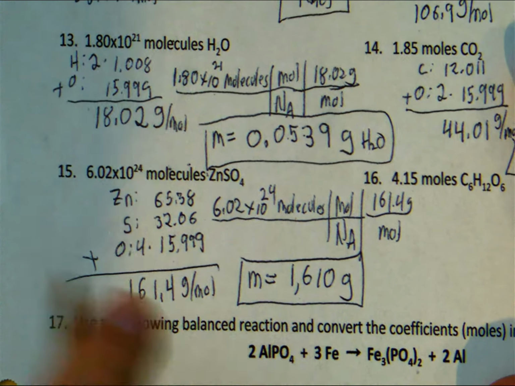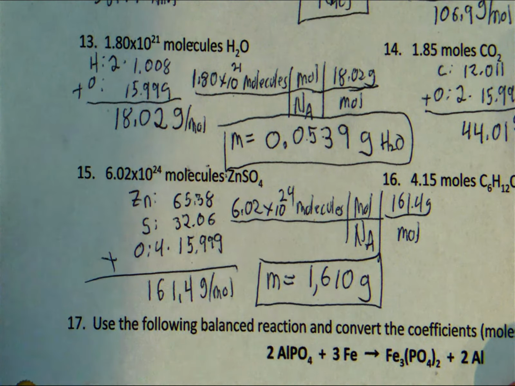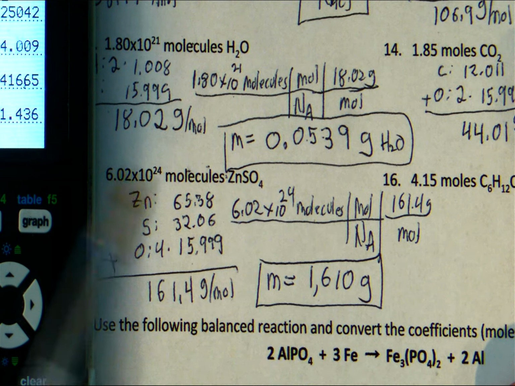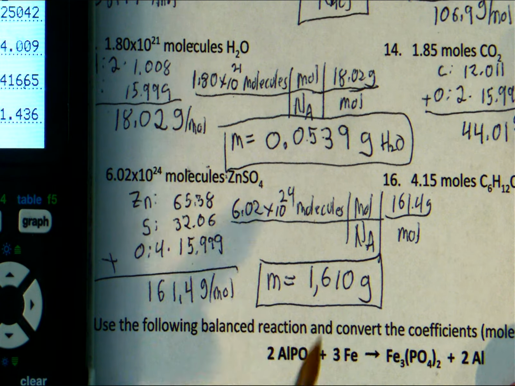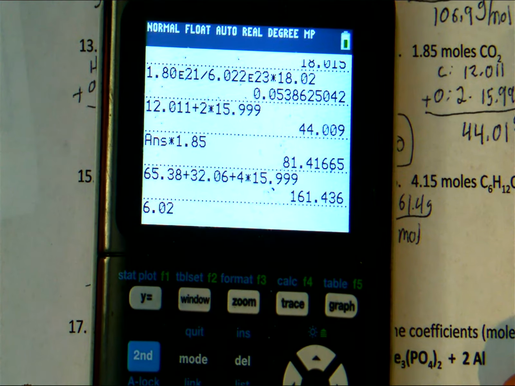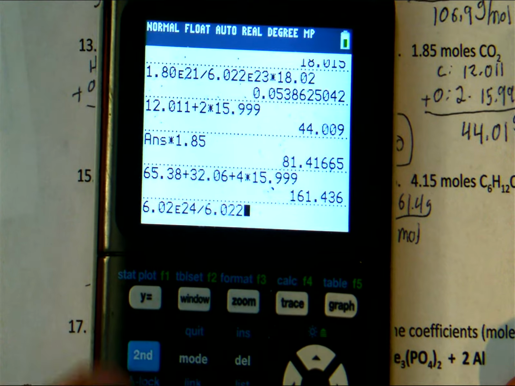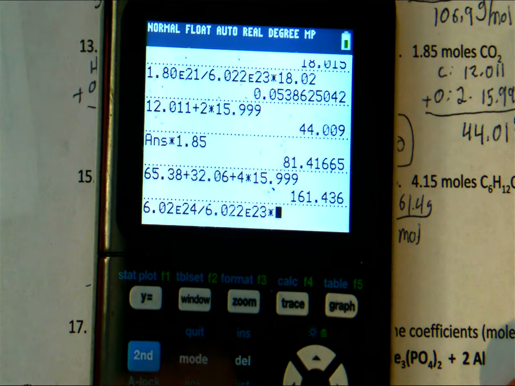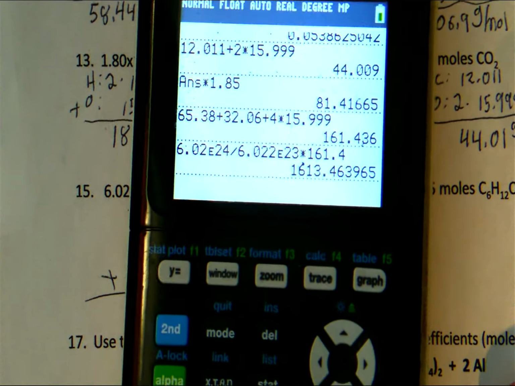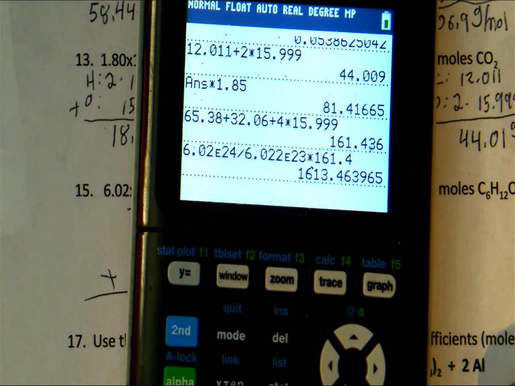If you really care about that fourth digit, then you would have to go 6.02 and, I could just type this in as 60.2 divided by 6.022. But if you're not that good on your math skills, we'll do it the long way. 6.02 times 10 to the 24th divided by 6.022 times 10 to the 23rd times 161.4, enter, and we get 1,610 grams.